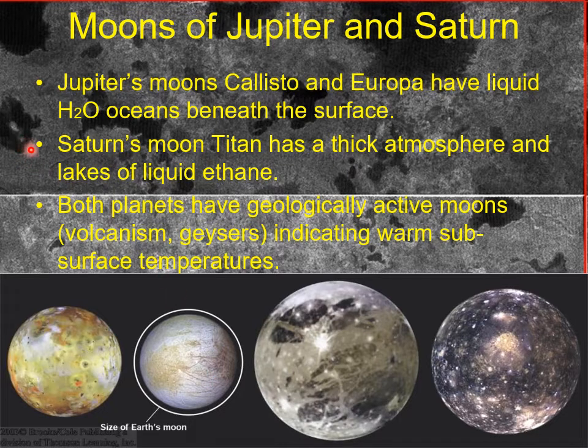Saturn's moon Titan has a thick atmosphere and lakes of liquid ethane, and we don't know what's underneath the surface of Titan. Both planets have geologically active moons with volcanoes and geysers indicating warm subsurface temperatures. And where there are warm temperatures, there could be liquid water. So these moons of Jupiter and Saturn are going to be explored in the future for the existence of life.